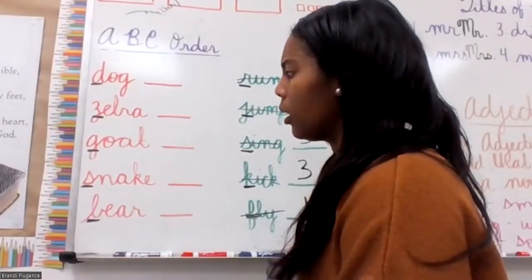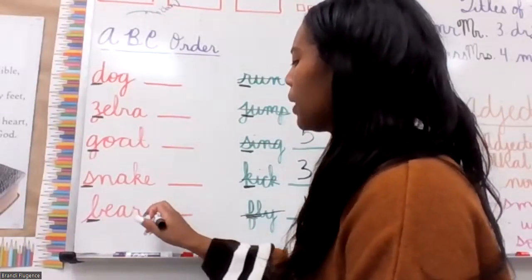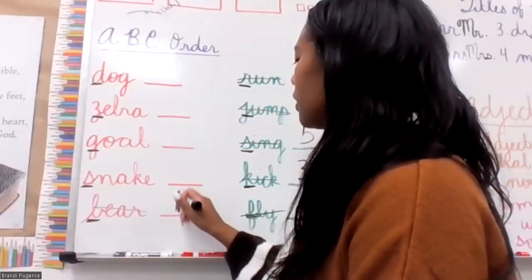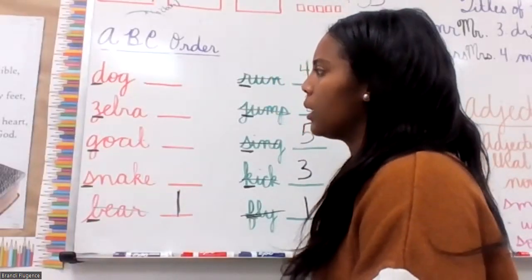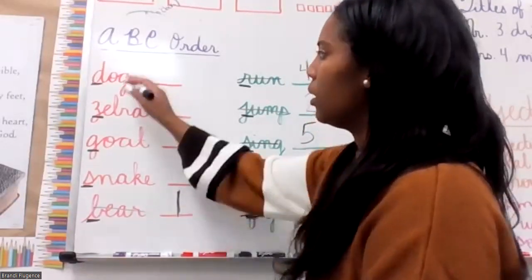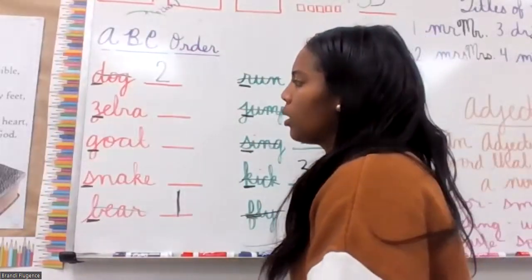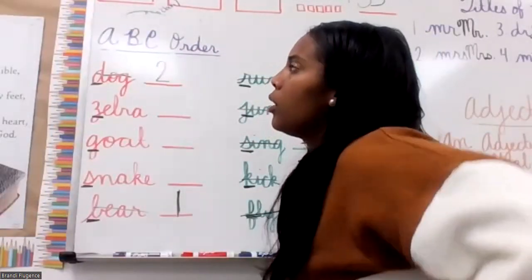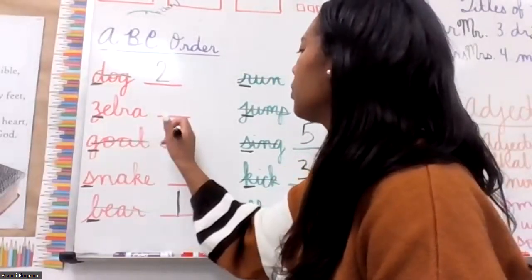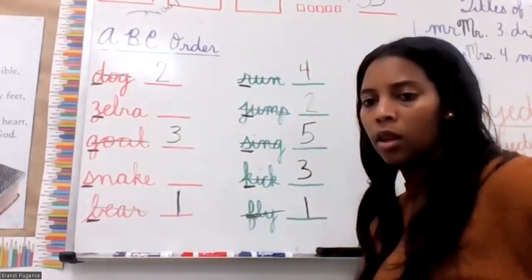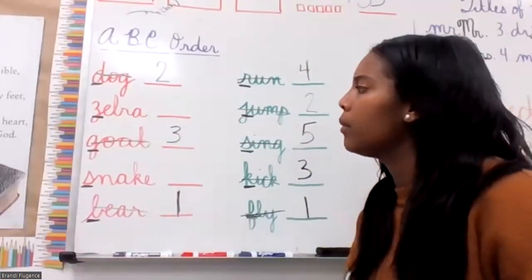What about B? Yes. Yep, down here. Let's keep going. What's the next letter? C. Any C? No. D. Yes. Okay, dog will be 2. E. No. F. G. Yes. Yep, G. Goat. H. No. I. J. K.